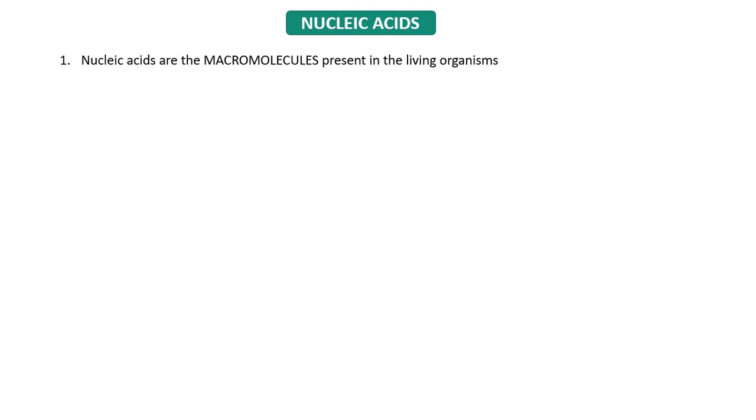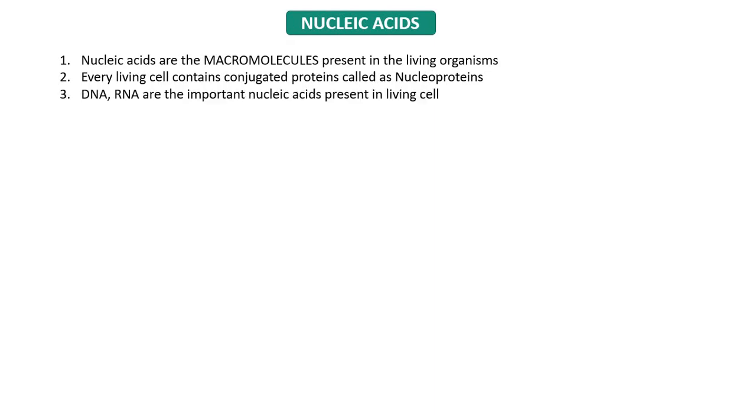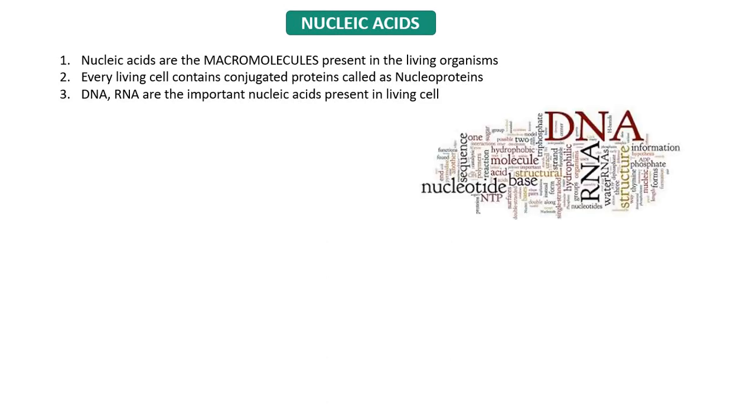Now we know that these are the macromolecules present in living organisms. Nucleic acids are the macromolecules. Macro means big molecules, present in the living organism. Maybe you take a plant cell or animal cell, these nucleic acids are there. Now every living cell contains conjugated proteins, and those are known as nucleoproteins. And you know very well DNA and RNA are the important nucleic acids which are present in the living cell. So DNA and RNA are the fundamental life material of the living cell, we can say.